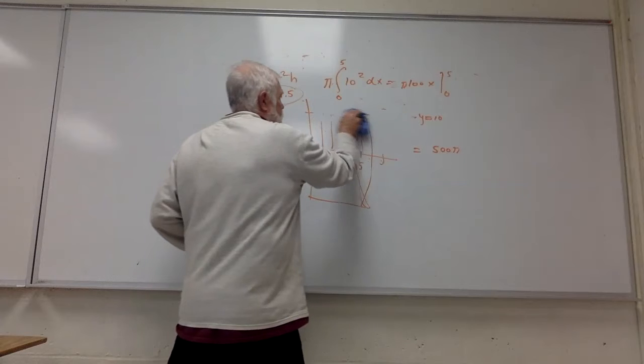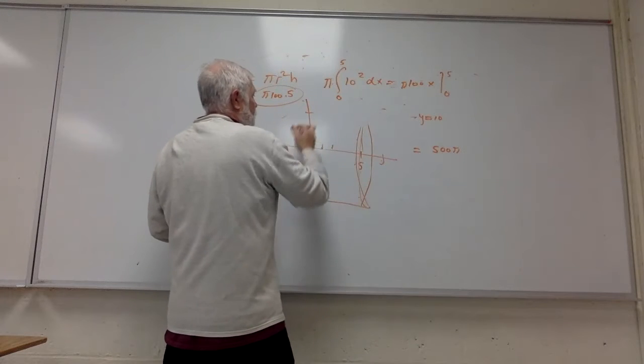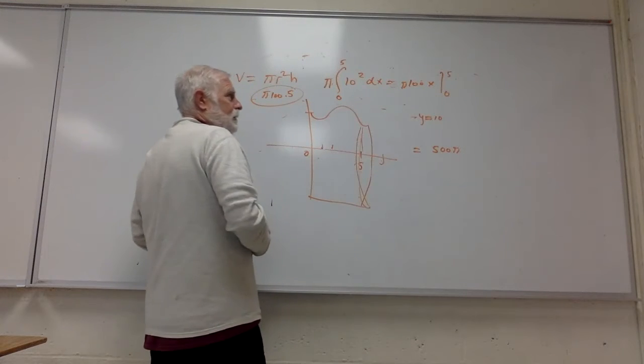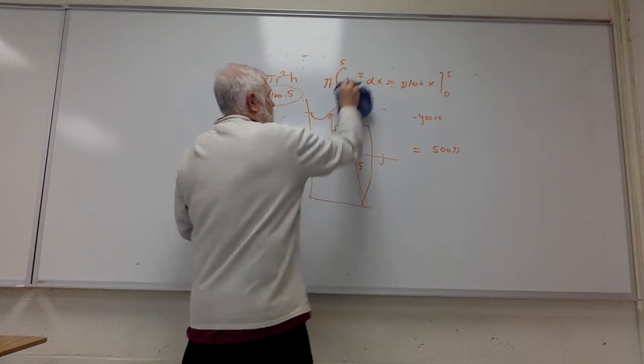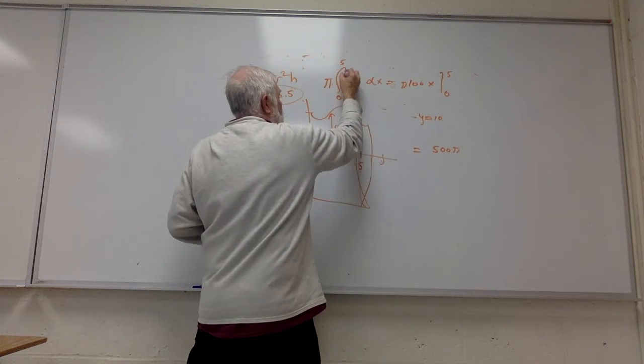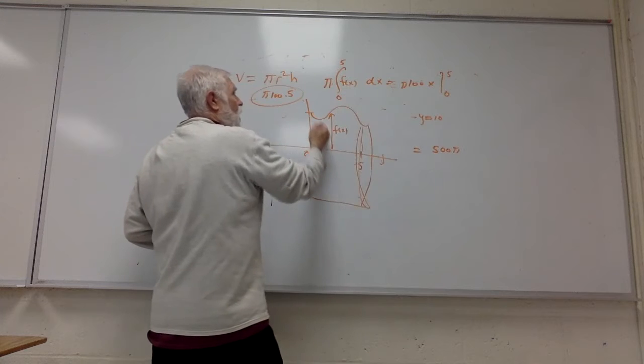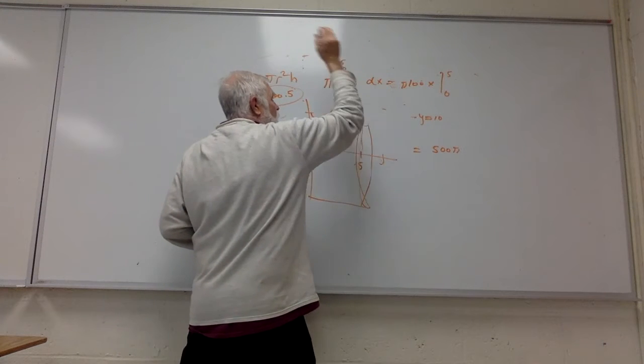So what happens if this is f of x? What's my altitude? F of x. What am I going to do? I want that to be pi r squared, so this has to be squared.